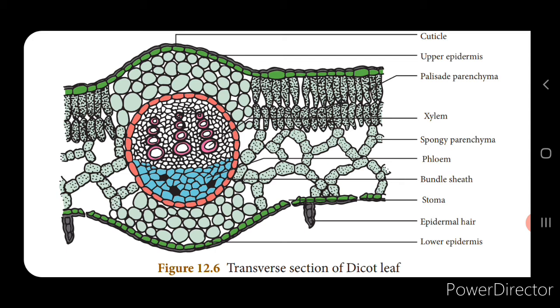Now this leaf structure consists of two epidermis. One is the upper epidermis and the next one is the lower epidermis. You look into the picture, children. You have two epidermis, isn't it? Can you see the picture?